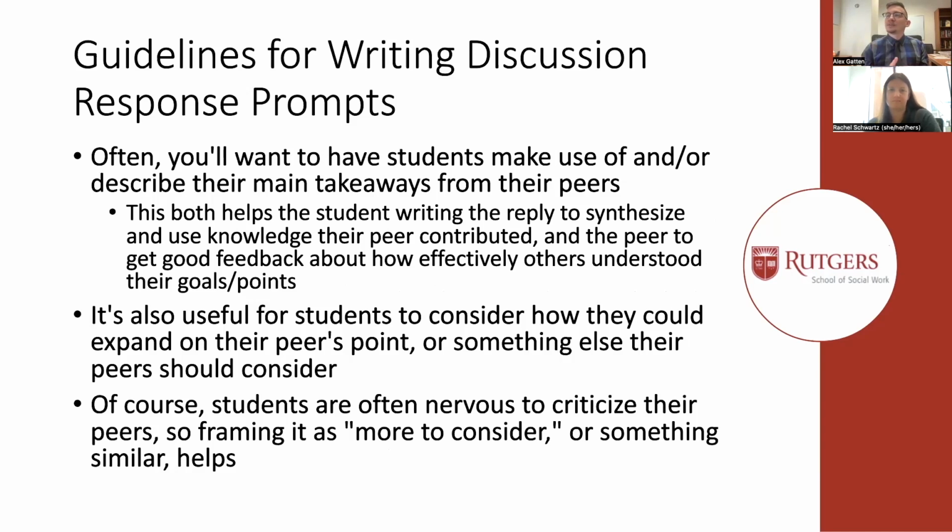So on to sort of the more concrete aspects now. We want students to make sure that they're making use of and or describing their main takeaways from their peers. So again, this is supported by the research across all kinds of things, not only discussions, but also essays, et cetera. It helps the student writing the reply to synthesize and use the knowledge their peer contributed and really think through, okay, what was my peer saying? And it also helps the peer who originally wrote whatever they said get good feedback about how they communicated their ideas, something getting taken in a way that they didn't initially intend. Did they miss thinking about something they should have? Did they accidentally communicate something they don't actually think?